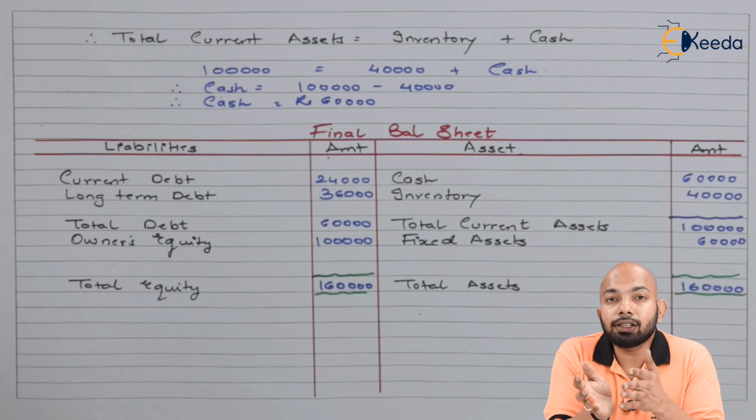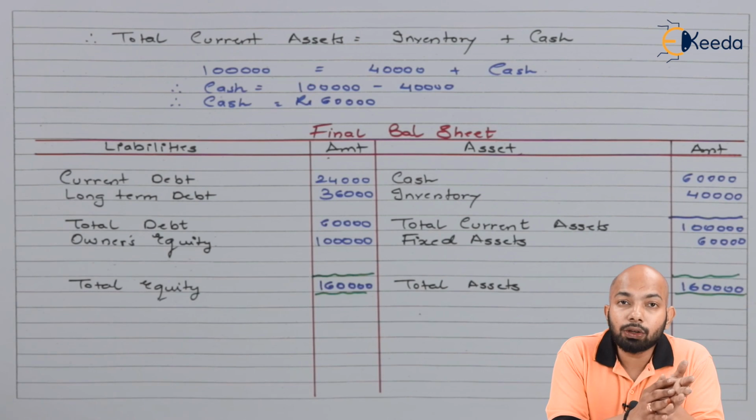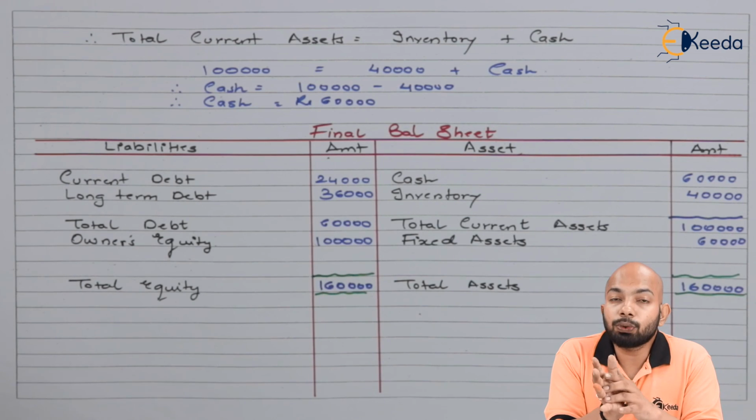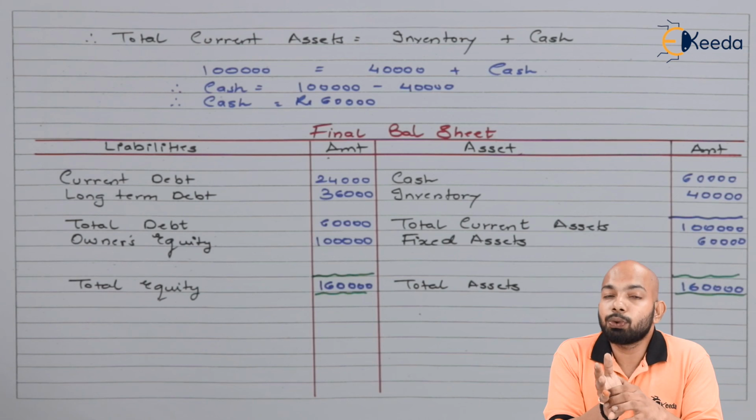I hope this illustration was interesting enough to make you understand how the formulas are supposed to be used, and how the missing values are supposed to be figured out.